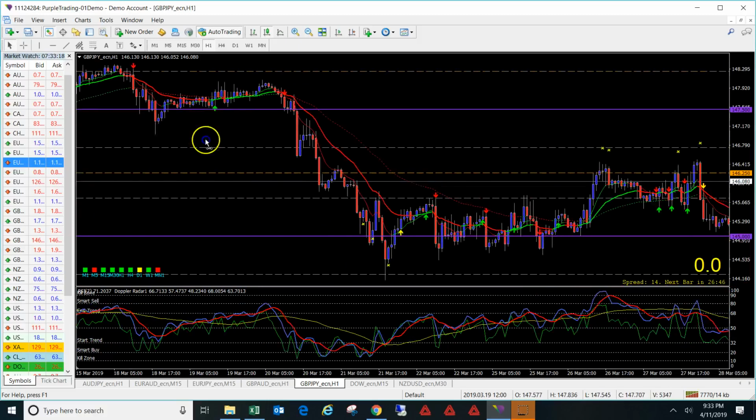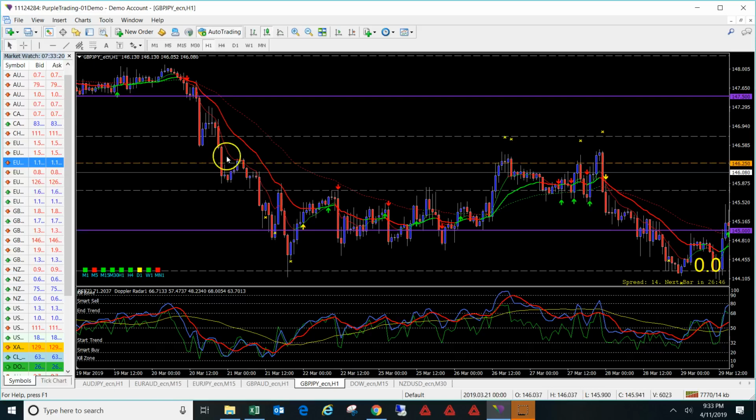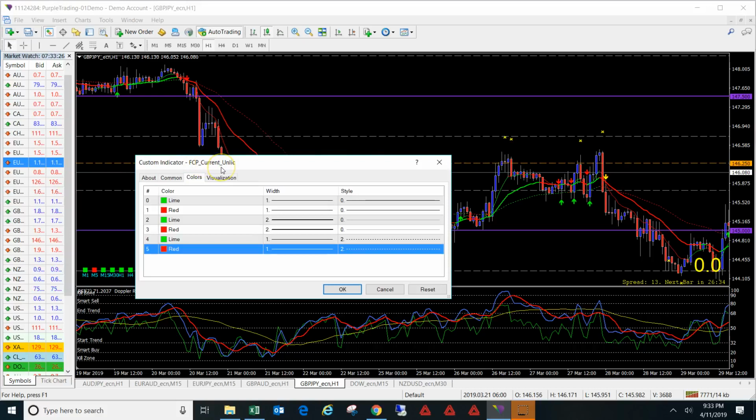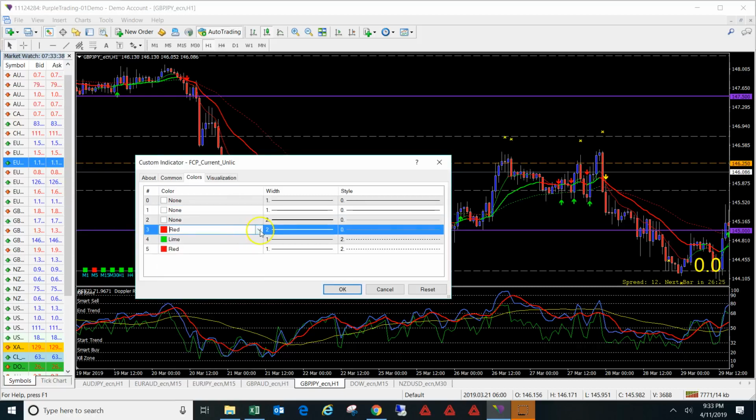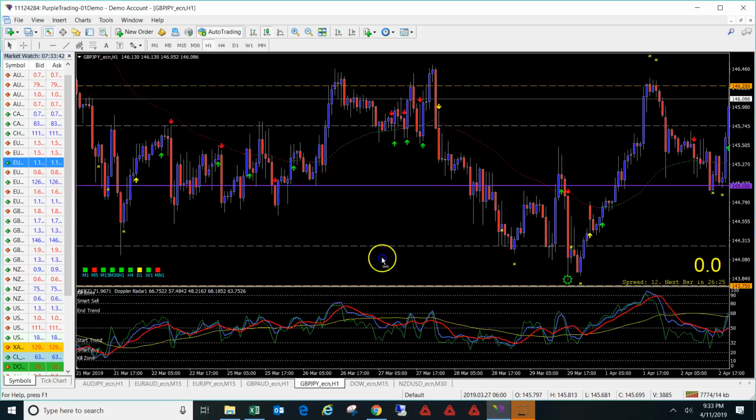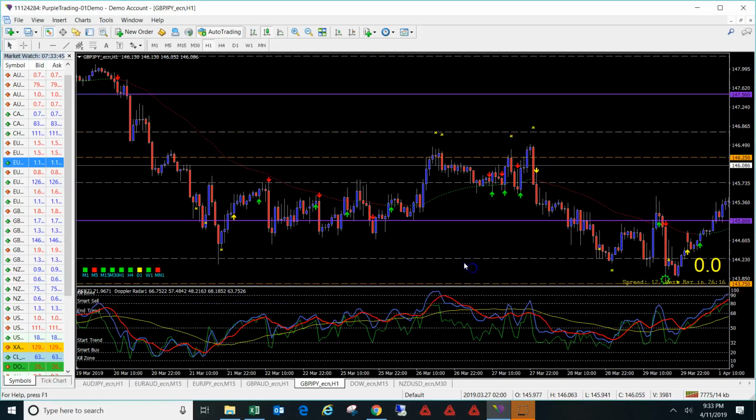So I wanted to show you this. Let's see if you can go in here to the current indicator. And so you can just turn off, well, you don't really turn them off, but you can change the color to none for the first one and the second one. And that's going to leave you with only the third one.